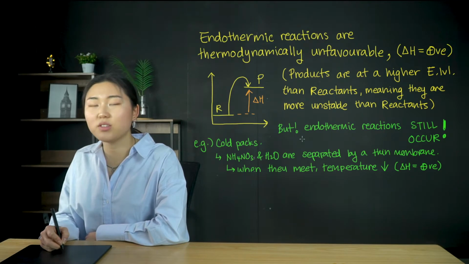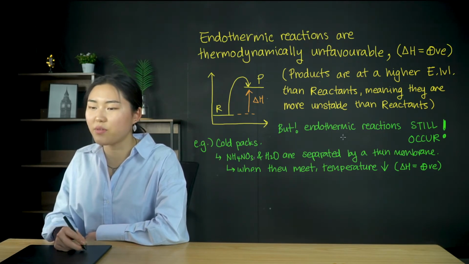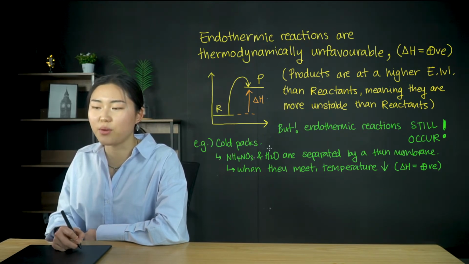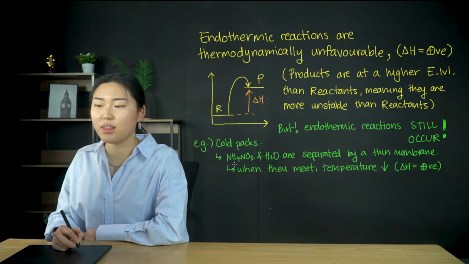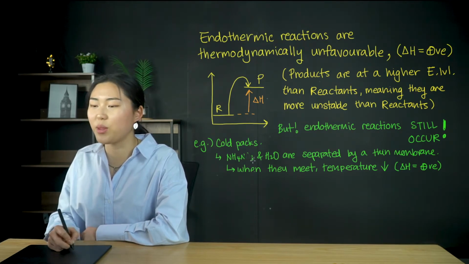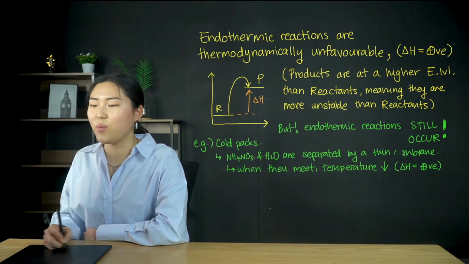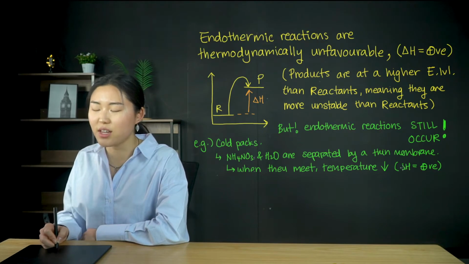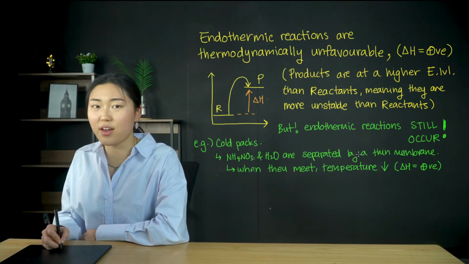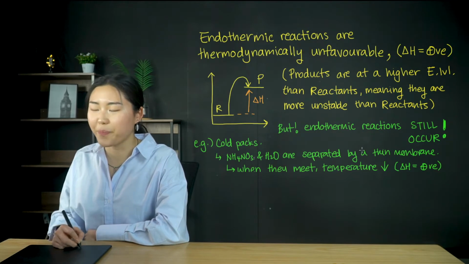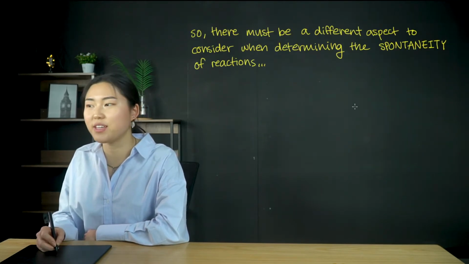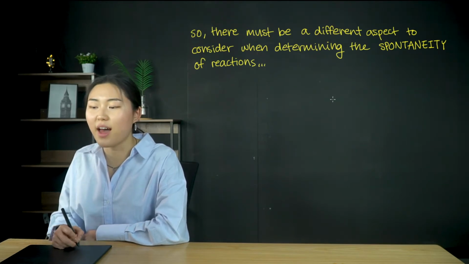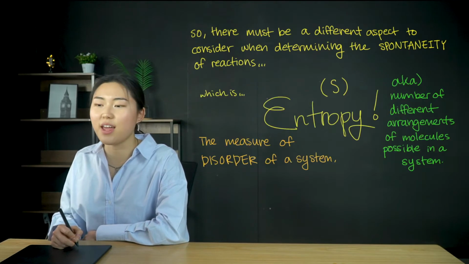But endothermic reactions still occur, and we have an example over here, cold packs. How they work is actually NH4NO3, which is ammonium nitrate, separated from water by a thin membrane. When they meet, the temperature is going to decrease because the endothermic reaction occurs, and that's how cold packs work. So they occur spontaneously. So there must be a different aspect to consider when determining the spontaneity of reactions, and that is where entropy comes in.